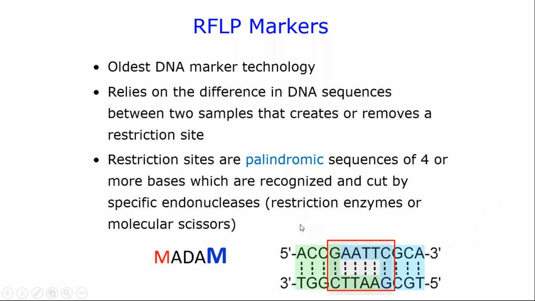And these sites, the restriction enzymes have very specific sites. So we can isolate the DNA, and you can cut it with the restriction enzymes and then look at the size of the fragments you get.